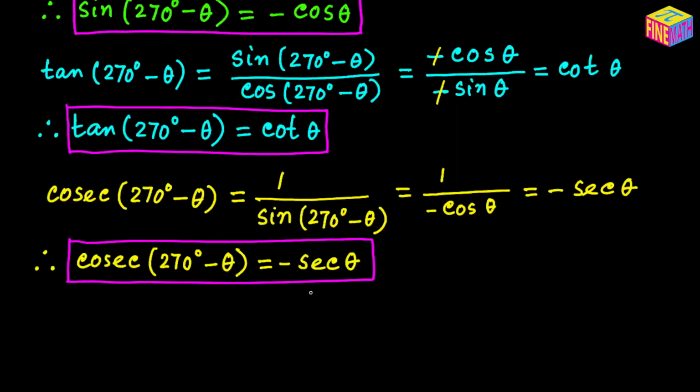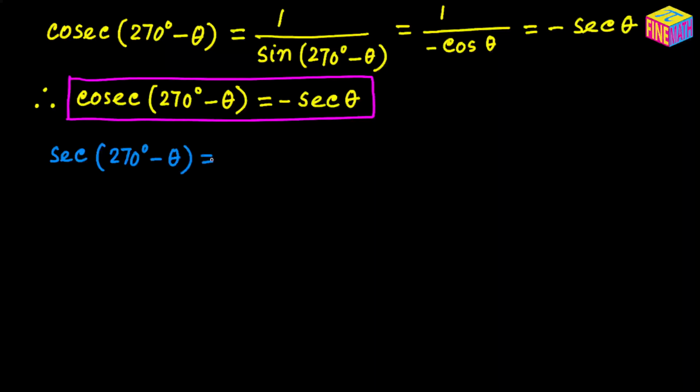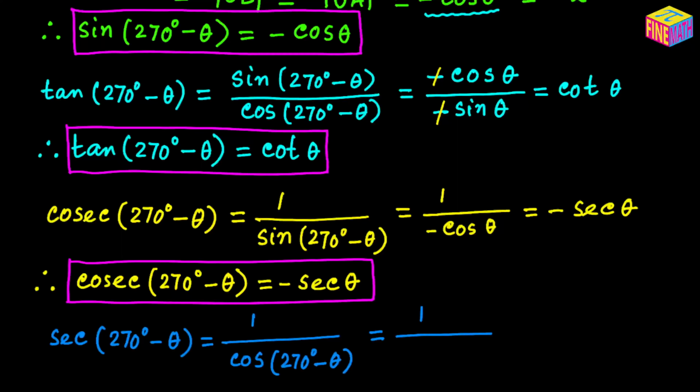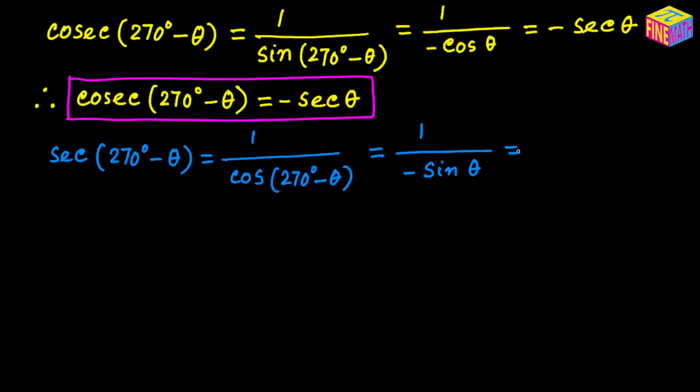Next, let's calculate the secant of 270 degree minus theta. We know that the secant is actually the reciprocal of cosine. So we can write it as 1 divided by cosine of 270 degree minus theta. And then what was the value of cosine of 270 degree minus theta? That was actually negative of sine of theta. And we know that 1 divided by sine of theta, the reciprocal of sine of theta, will be cosecant of theta. So this will be negative of cosecant of theta. So let me make a quick note.